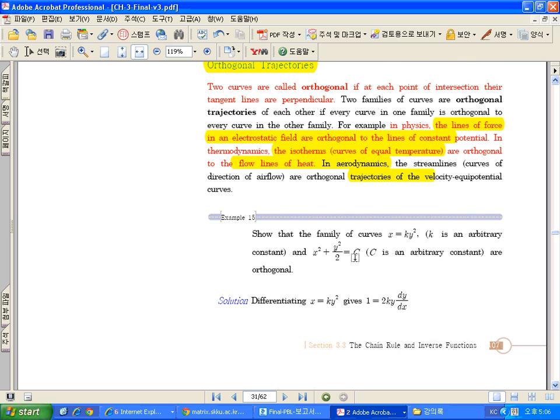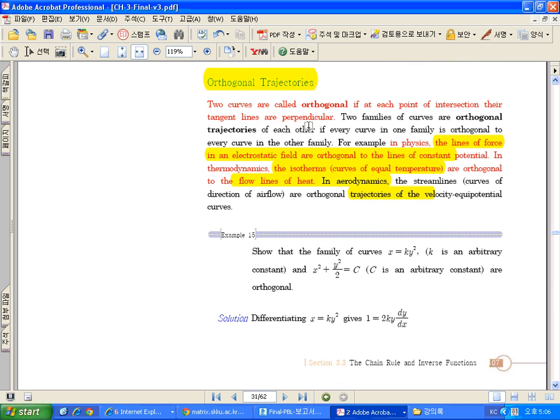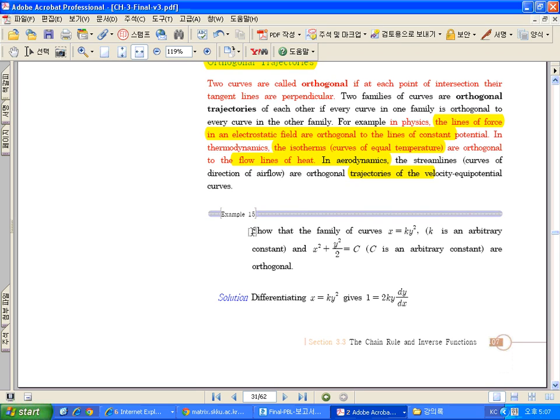Okay, but since it just means orthogonal, which is related to the derivatives, all the mathematics only uses derivatives. Let's see an example. Show that the family of curves x equals k times y squared, and x squared plus y squared over 2 equals c, for a constant c. We show they are orthogonal.